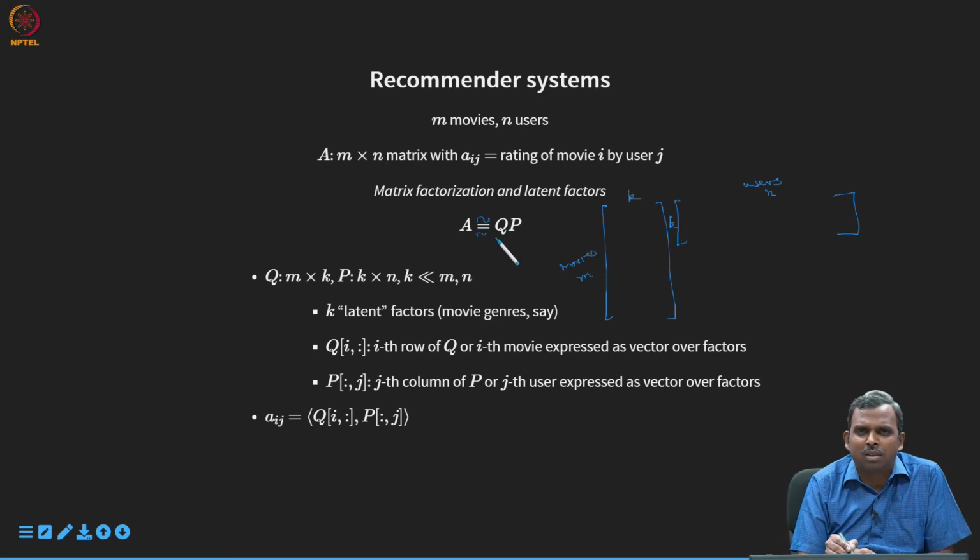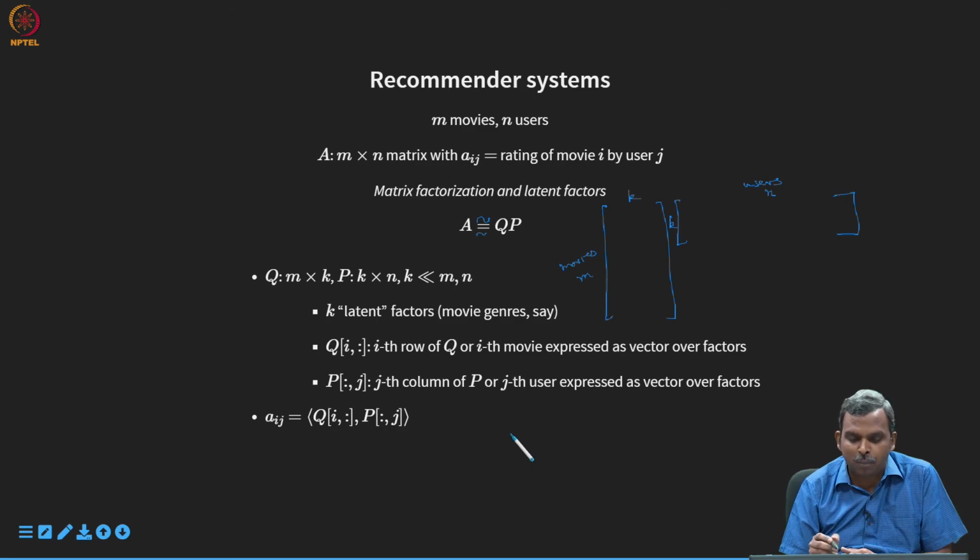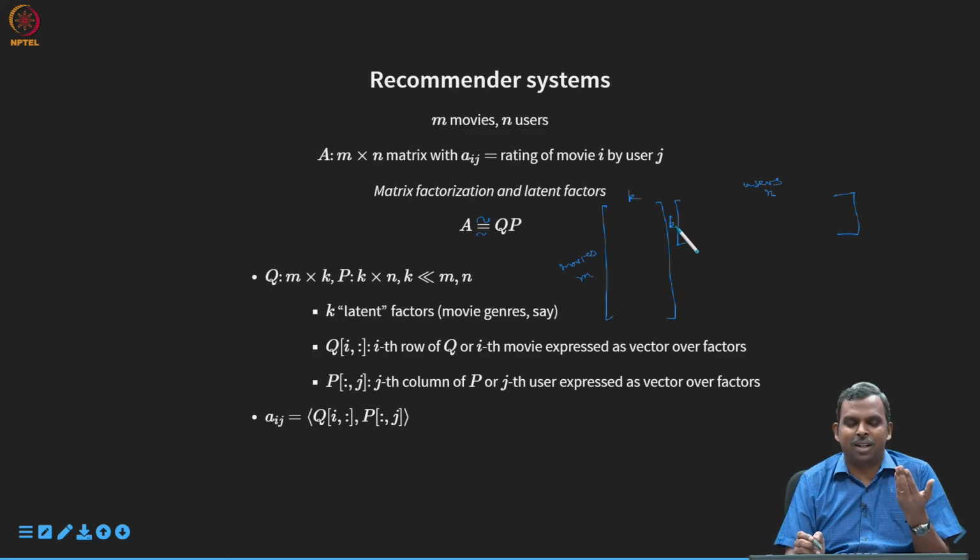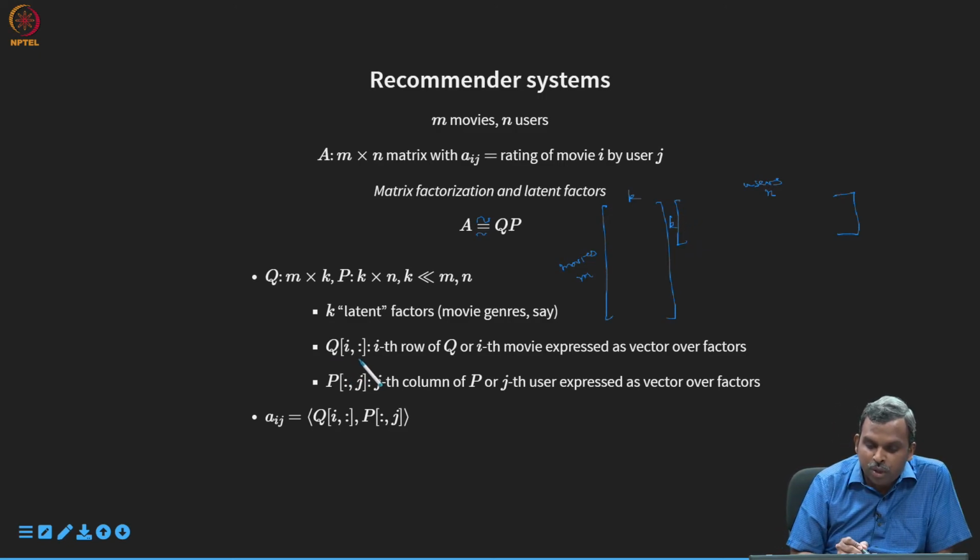So it's not equal. You may not be able to exactly get it. So it's only an approximation. I've put equal to here, but notice that this is only an approximation. You want to think that these K factors are genres, but they need not be. It could be anything else. I don't know what it is, but notice what I'm going to think of.